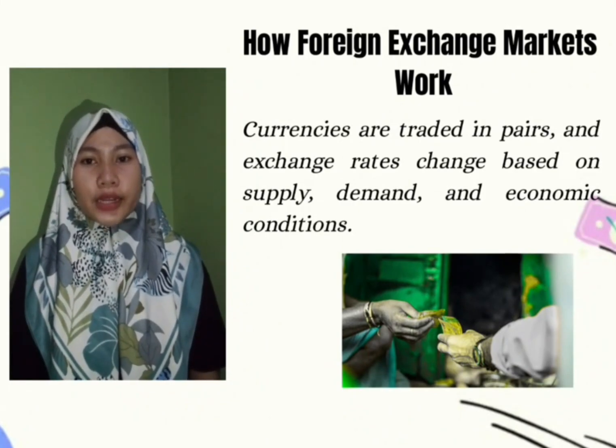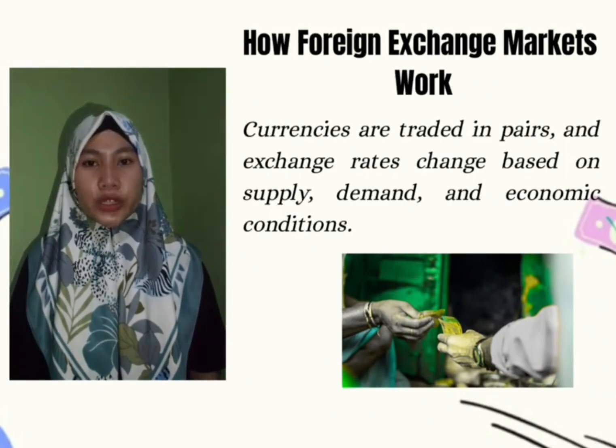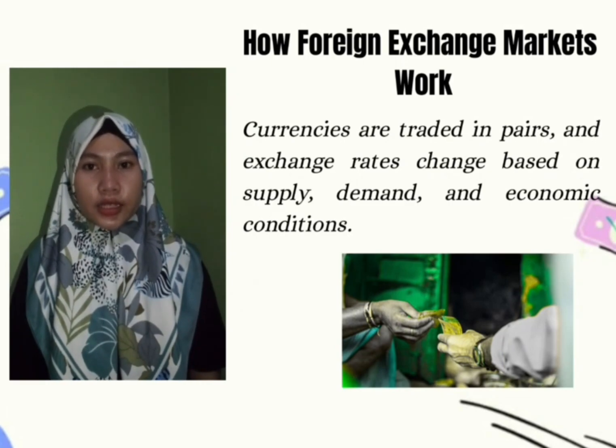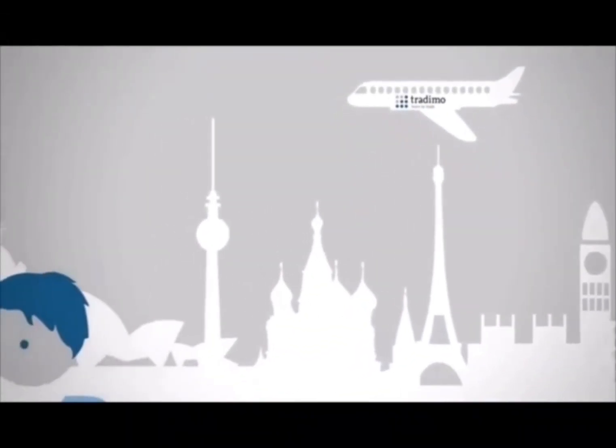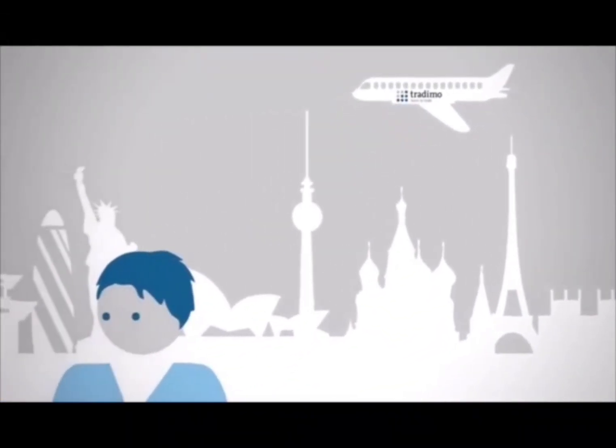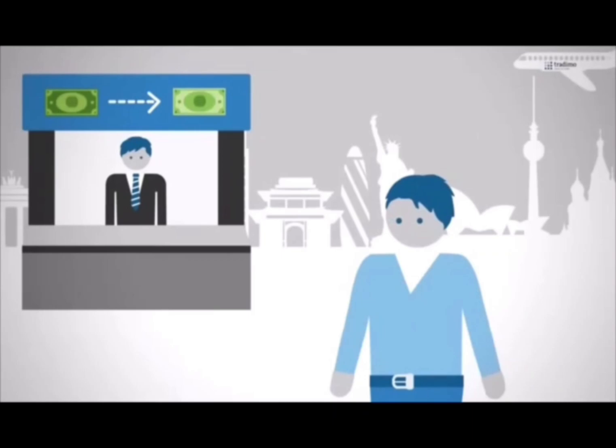So, how do foreign exchange markets work? In the forex market, currencies are traded in pairs, like the US dollar and the euro. If you are traveling, investing, or importing goods, you need to exchange currencies. Exchange rates fluctuate based on supply and demand, interest rates, inflation, and geopolitical stability. If you have ever traveled to a foreign country, you may have needed to exchange your money. If so, you have already participated in forex trading.